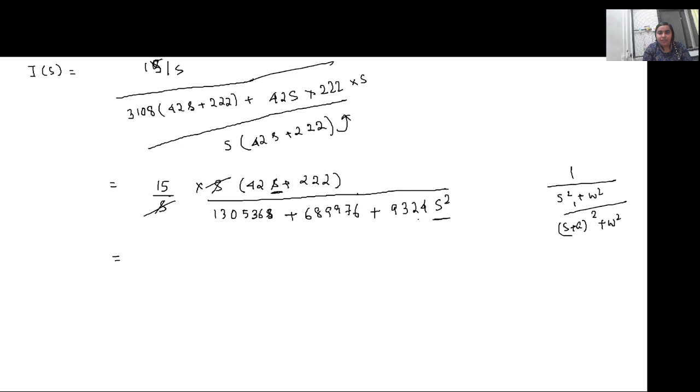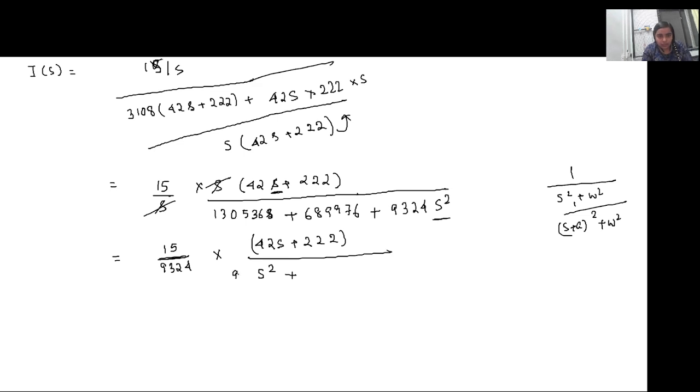The coefficient of s square needs to be gotten rid of, so you divide the numerator and denominator by 9324. So it will be 15 by 9324 into 42s plus 222. Let's keep the numerator as it is. If we divide the entire denominator, s square divided by 9324 is 1. Now the s term, I'll write one more step.